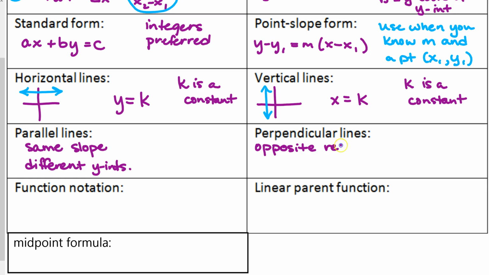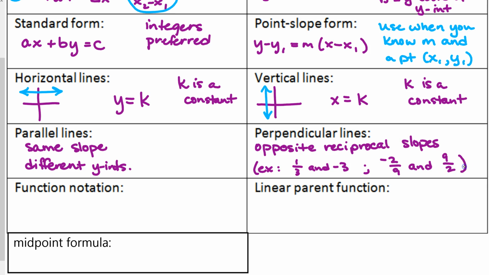Opposite reciprocal slopes. The y-intercepts could be the same or different. That's not a particular rule about perpendicular lines. Remember, opposite reciprocals would be something like 1/3 and -3, or -2/9 and +9/2. So you've got the reciprocal relationship as well as the opposite relationship.